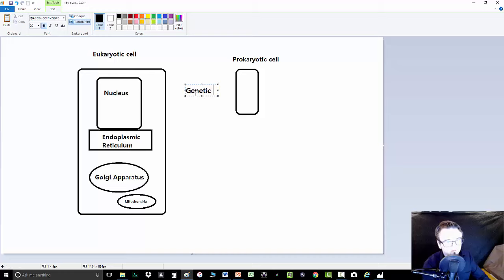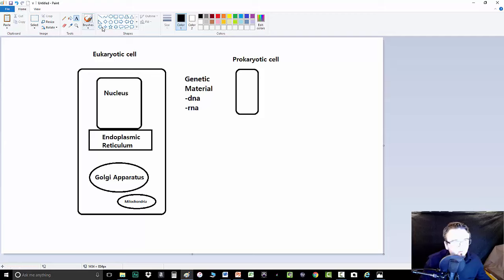genetic material, which, if you remember from chapter 4, we mentioned refers to DNA. Oops, come on. My D is not working. DNA and RNA. So these are the two types of genetic material. I was going to capitalize that. My capital D doesn't work. That's weird. Anyway, so genetic material would be found in both cell types.